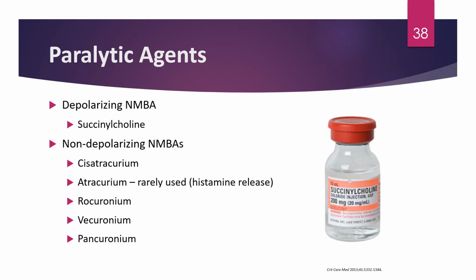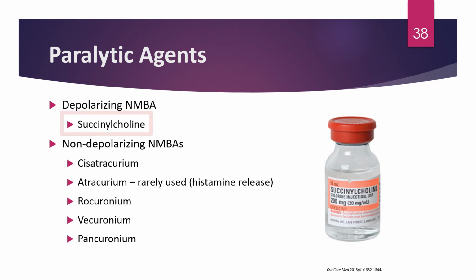So what paralytic agents do we actually have out there? So we have a few different ones that are out there. We have depolarizing neuromuscular blocking agents and non-depolarizing. So our depolarizing agent, the only one that we have is succinylcholine, and our non-depolarizing agents are the curium agents, or the ronium agents, basically. Cisatracurium, atracurium, rocuronium, vecuronium, pancuronium.